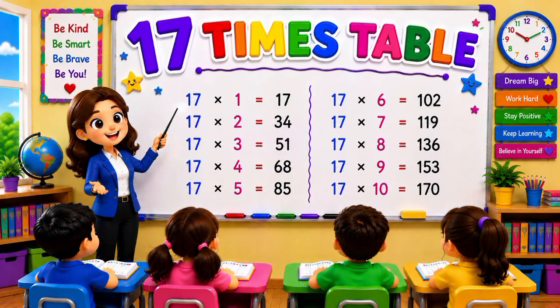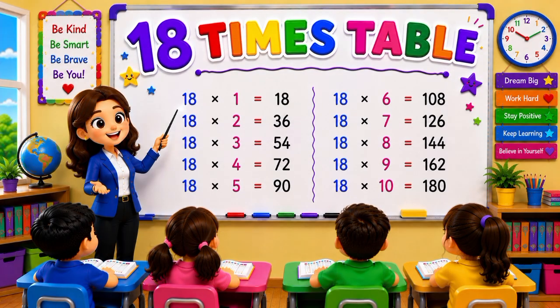17 times table. 17 ones are 17. 17 twos are 34. 17 threes are 51. 17 fours are 68. 17 fives are 85. 17 sixes are 104. 17 sevens are 119. 17 eights are 136. 17 nines are 153. 17 tens are 170.